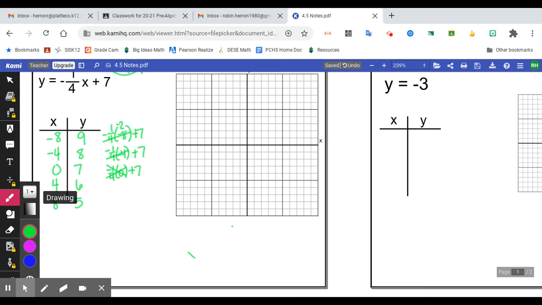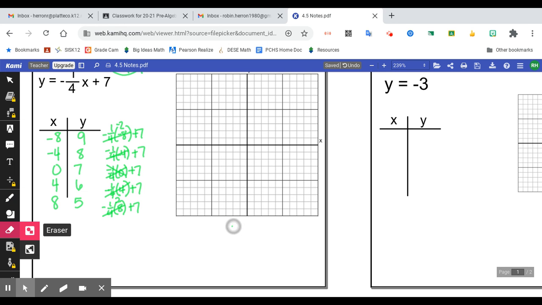So we've got negative 1/4 times 4 plus 7. This would be negative 1, plus 7, which is 6. And then negative 1/4 times 8 plus 7. This would be negative 2, and negative 2 plus 7 is 5. So those work out. Okay, so let's graph these points.